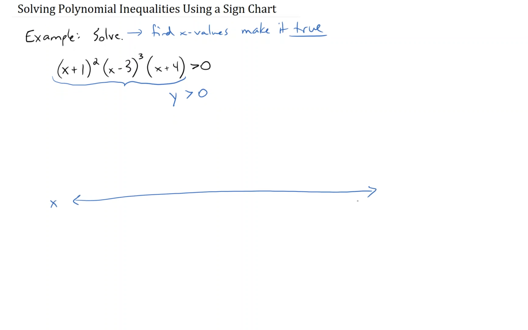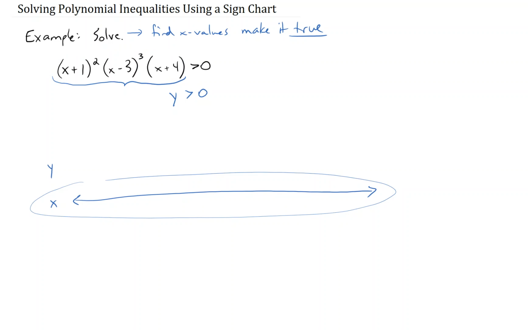representing the x values, and above that we'll keep track of the y values. In other words, down here we'll list x values, and up here we'll list the values of the polynomial, the entire thing that we're going to call y.